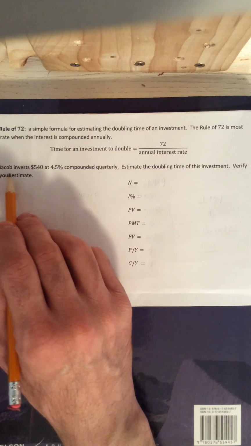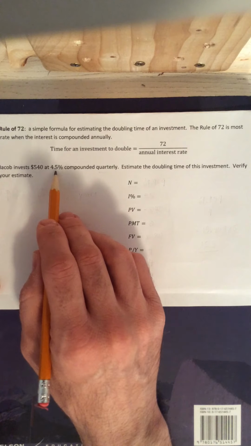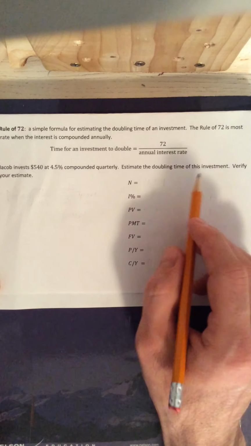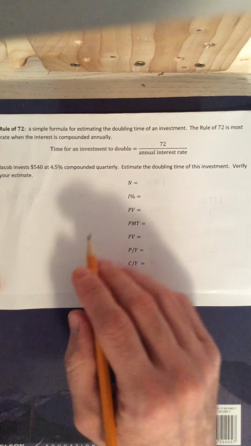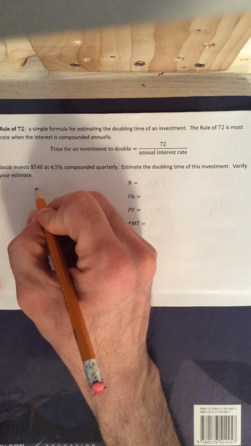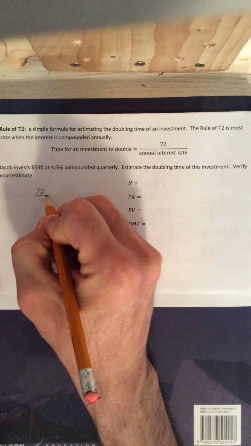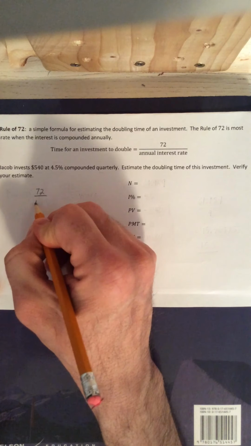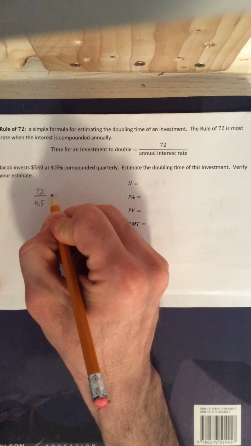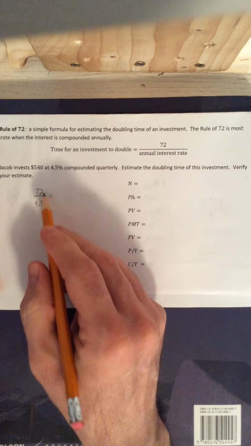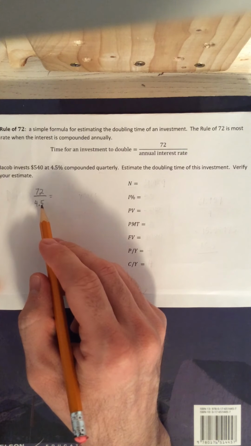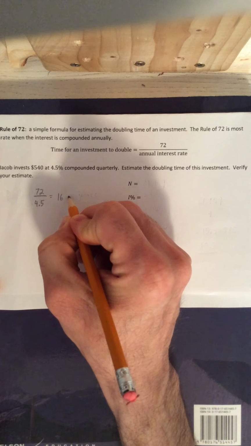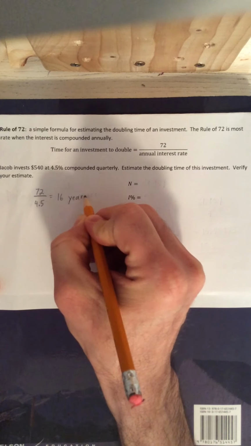So in this problem, Jacob invests $540 at 4.5% compounded quarterly, and we're going to estimate the doubling time of this investment. So remember, this estimate is simple in the fact that you just take 72 and you divide by this annual interest rate, which in this case is 4.5%. We don't need to change that to a decimal. You just divide by that number, that is the percentage.